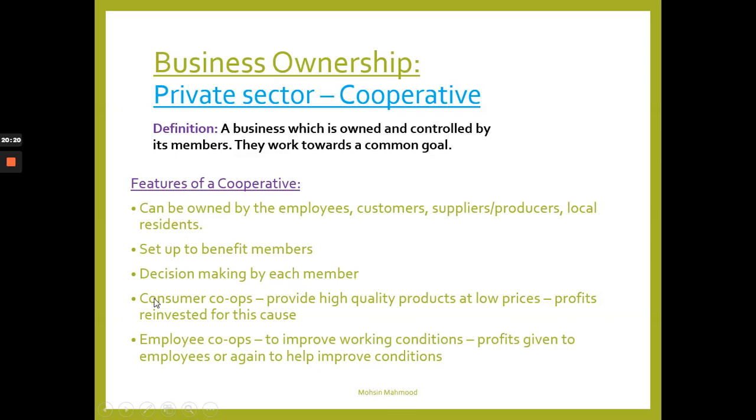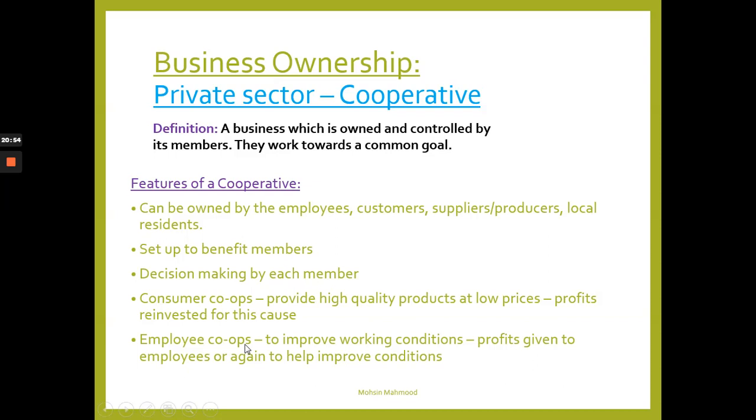Okay, so for example, you've got some consumer co-ops, or some customer co-ops where their main aim will be to provide high quality products at low prices. Any profits are then reinvested back into the business for this cause. Okay, so any profits will be reinvested back into the business, and maybe they'll try and produce more higher quality products, or try and find suppliers that sell higher quality products at really lower prices.